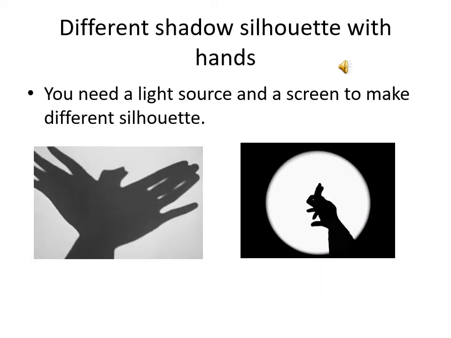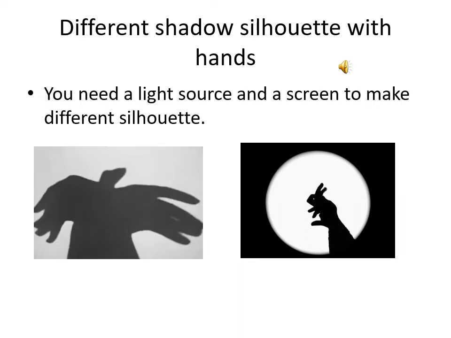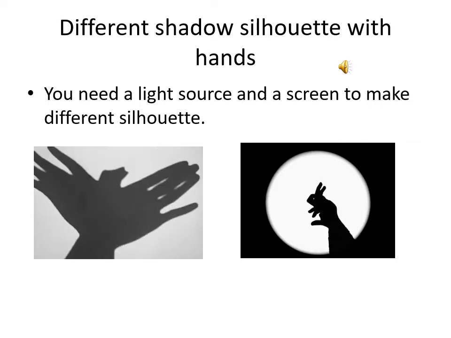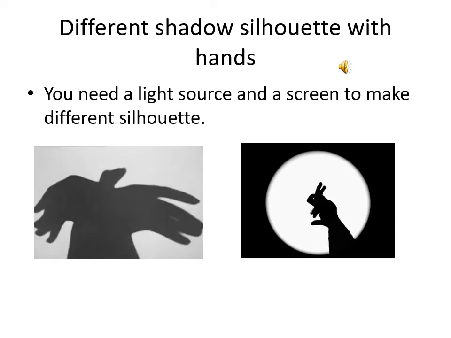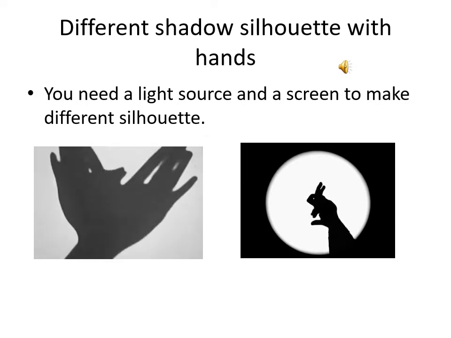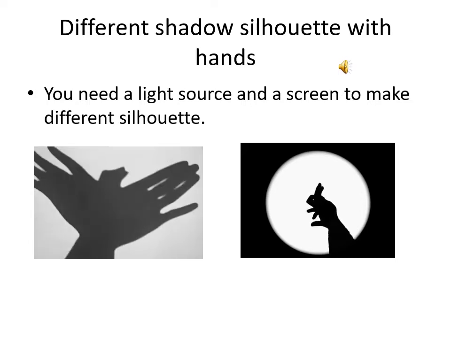We can make different shadow silhouettes with hands. You need a light source and a screen to make different silhouettes. In the first image, you can see a beautiful bird has been made with the help of hands. In the second image, a rabbit has been made. Same way, you can try other images also with your hands.